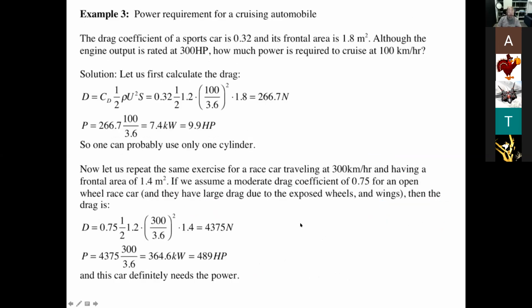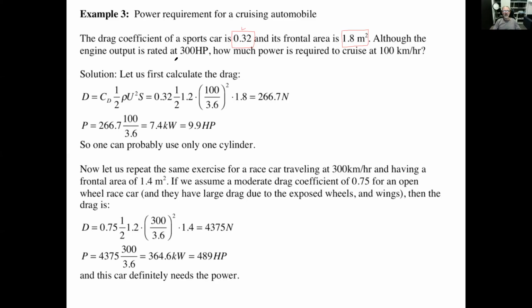That's okay. Let's keep on doing some examples, okay? Cruising automobile, you like cars, okay? We've been talking about cars. So I mentioned a modern car has a CD of 0.32 and a frontal area of 1.8, that's pretty much true. Now the car is one of those fancy sports cars, 300 horsepower is lots of power.